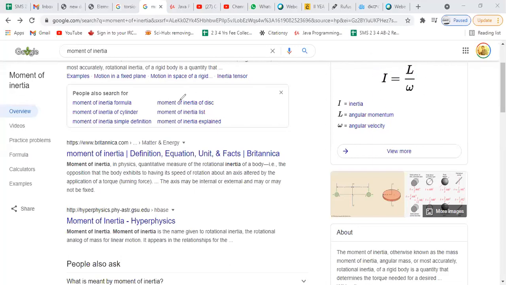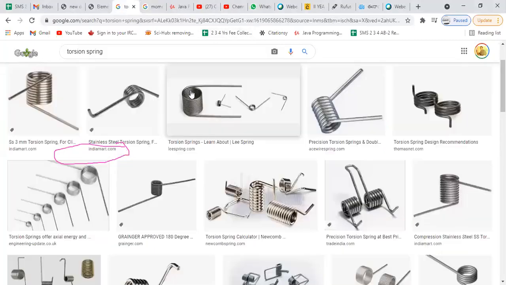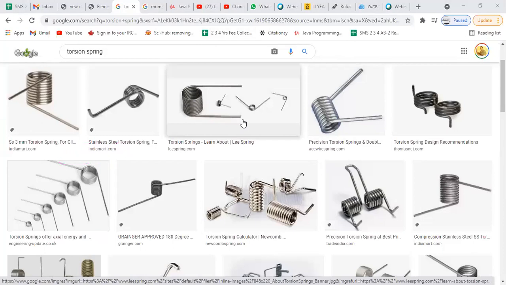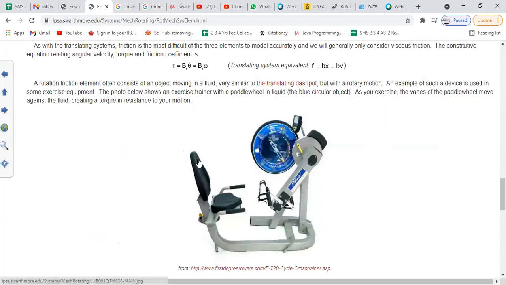So moment of inertia of the mass is one of the elements of the mechanical rotational system, right? Another one is the torsional spring. Torsion spring is one more component of the system. Similarly, a dashpot with rotational friction is the third element of the rotational system. If you see, this is the best example, right? Dashpot, right?